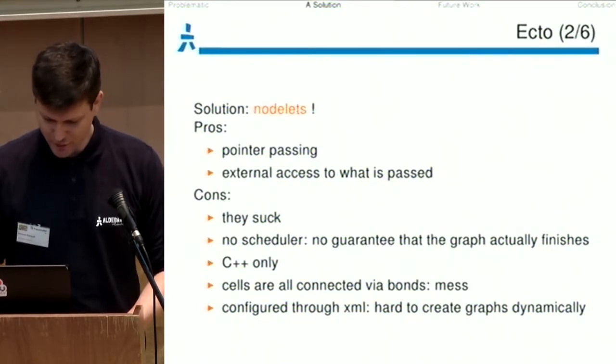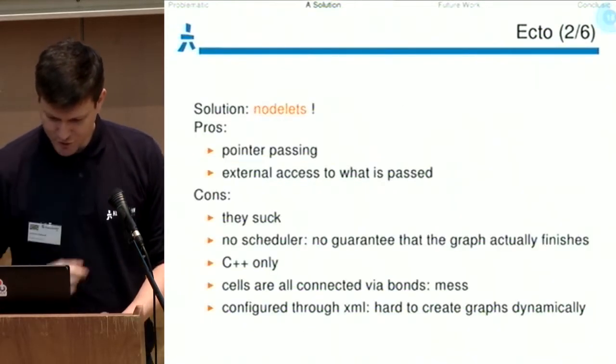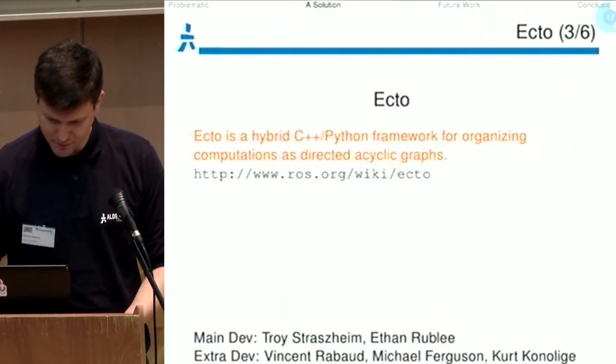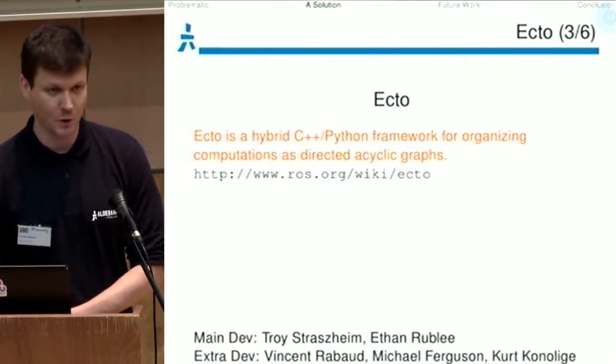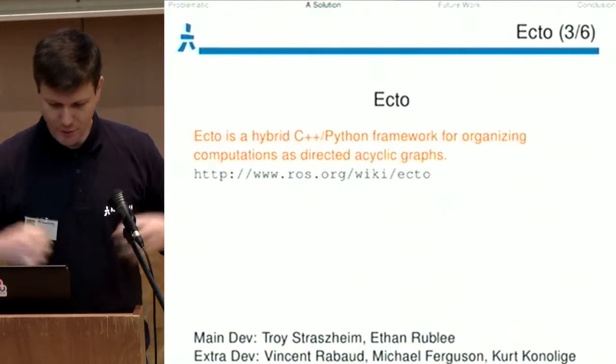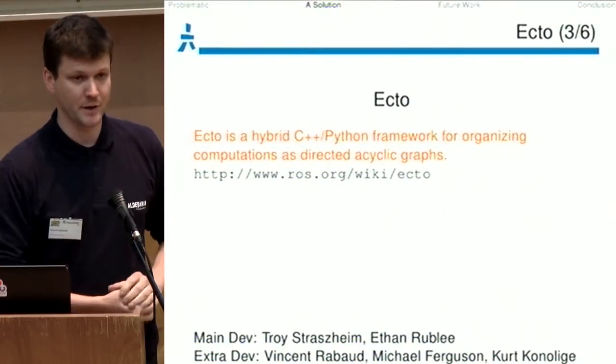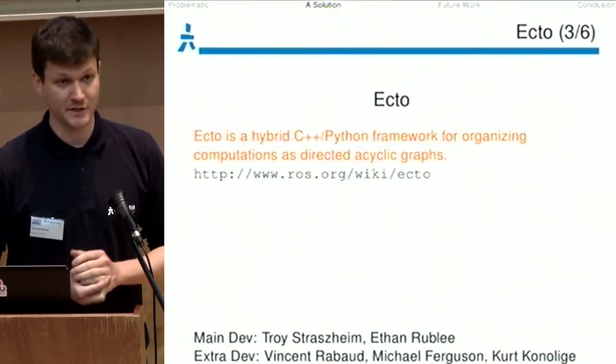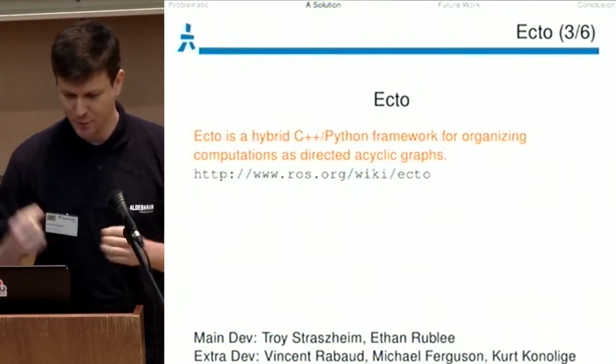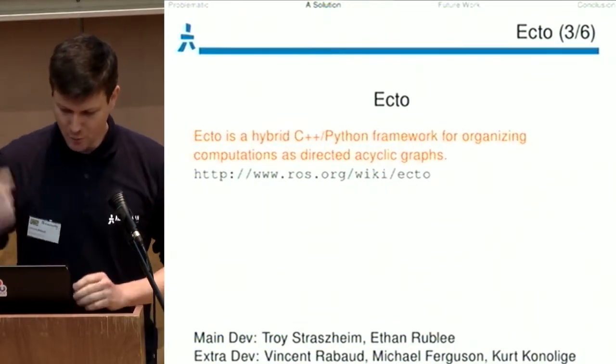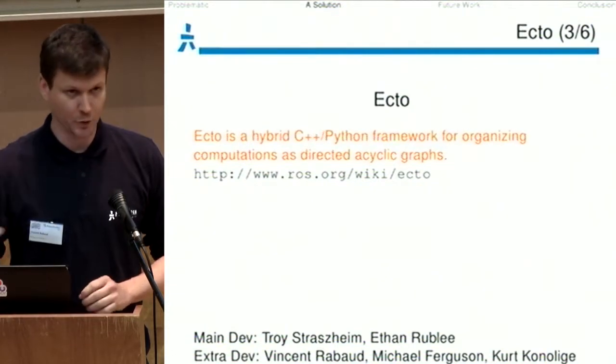So what happened? Well, in the top right corner there is this thing called Ecto, which is a C++ Python framework for organizing computations. So you have ROS, which is great for asynchronous things, and then you have Ecto, which is really meant for synchronous things. It has a scheduler, it only passes pointers, it's meant for speed. If you go to the wiki there, it's going to point you to the real documentation on GitHub.